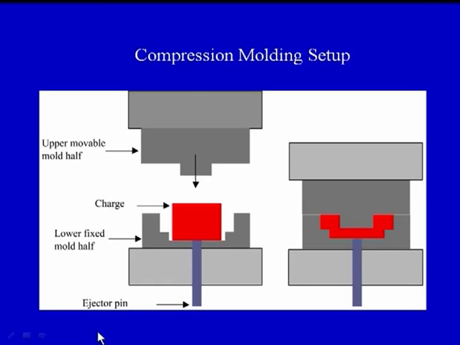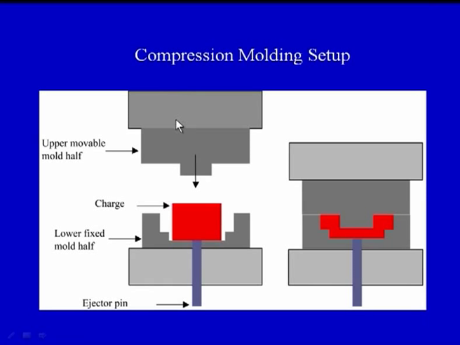Now this is what I have not mentioned in the diagram that I have drawn, the ejector pin. This particular ejector pin can be used to eject the final product. Now the upper movable mold half can come down as well as it can go up also.